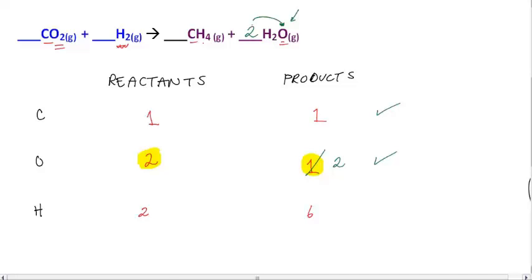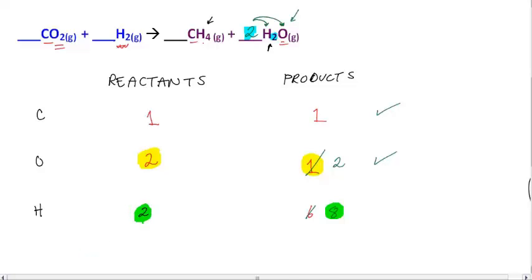Now I know that when I put a 2 in front of the water, that also changes the number of hydrogens. So now I need to adjust the number of hydrogens in the products. 1, 2, 3, 4 from this compound, and now 1, 2, 3, 4 from this compound, because 2 times 2 gives me 4 hydrogens in total in the water. So 4 plus 4 is 8. Again, I need to balance this. I've got 2 hydrogens in the reactants, but I've got 8 hydrogens in the products. So I need 6 more hydrogens in the reactants.